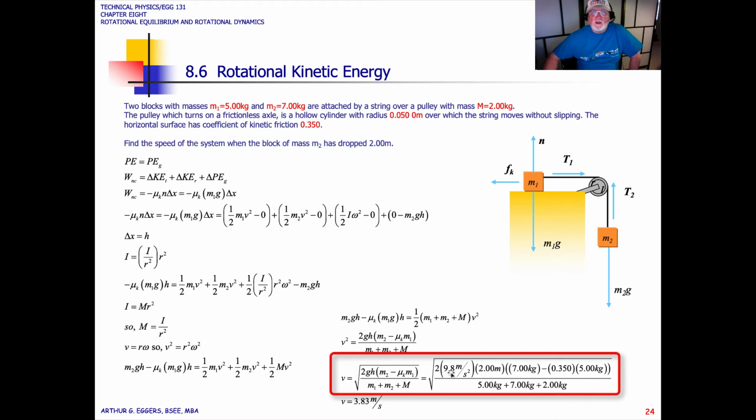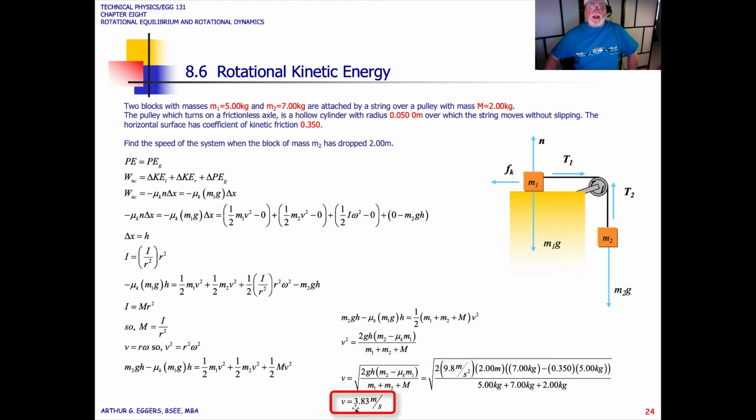We put in our values, 2 times the gravity, 9.8 meters per second squared, 2 meters that the box moves in the y direction, 7 kilograms, 0.35, and 5 kilograms times 0.35 when we add our frictional component in and the sum. So sum all these up in your calculator, and we will get a velocity of 3.83 meters per second. So you can see we have to look at each one of our components and determine how it reacts with respect to energy.